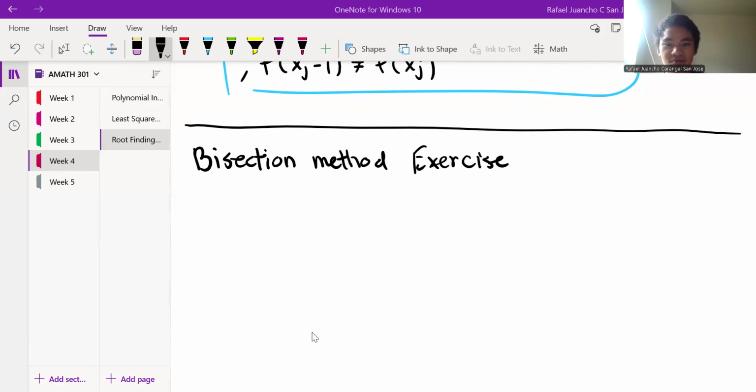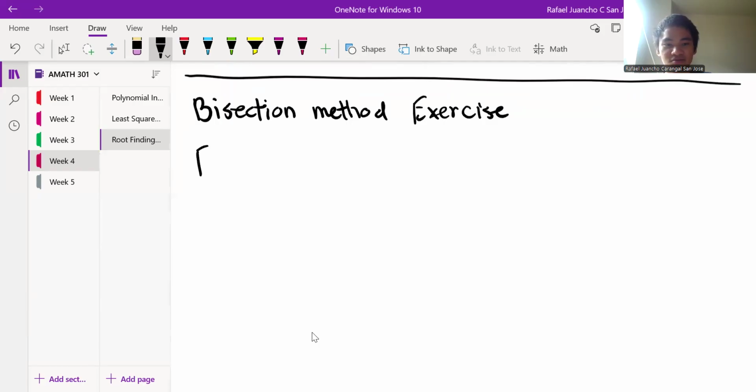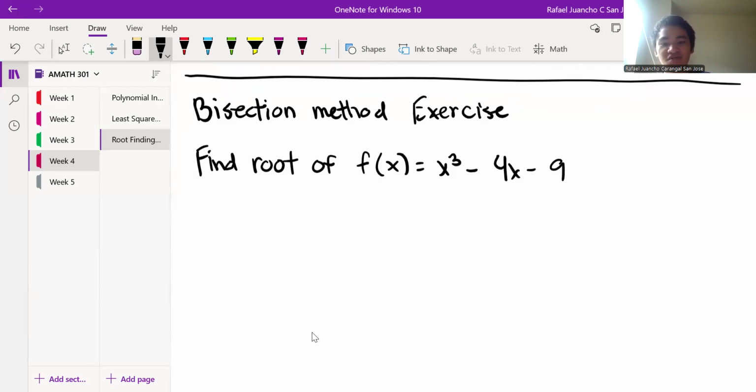So here's the problem. We want to find the root of a function f of x, where f of x is equal to x cubed minus 4x minus 9, specifically on the interval 2 to 3. Now, how do we do this analytically? Analytically, this is hard because there's no way to factor it out. It's not quadratic. It's actually a cubic function.